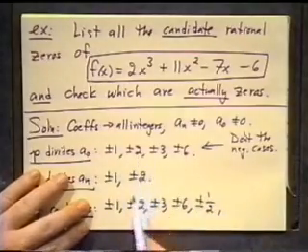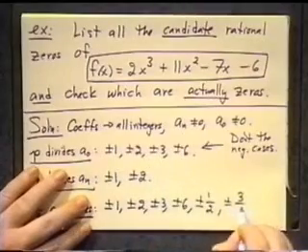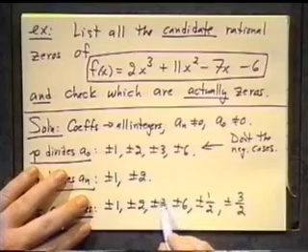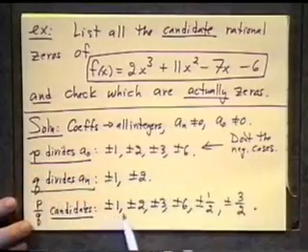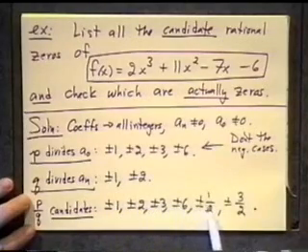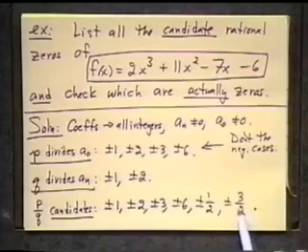2 over 2, of course, is 1, which we already have. 3 over 2 is a new one, plus or minus 3/2. And 6 over 2 gives us 3, which we already have. So here are all the candidates for rational zeros. That's 1, 2, 3, 4, 5, 6 times 2. That's 12 candidates. Now we know that at most 3 of these are correct.